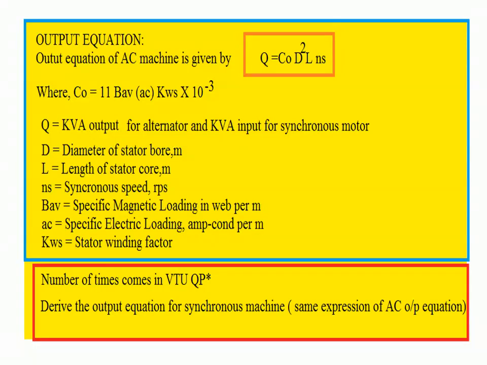Now we have to take the kVA output of the alternator, where D is the diameter of stator bore, which is the same as before. L is the length of stator core, that also we have seen. These two are the main dimensions. NS is the synchronous speed in revolutions per second. B average is the specific magnetic loading in Webers per meter square. AC is the specific electric loading in ampere conductors per meter. kWs is the stator winding factor.